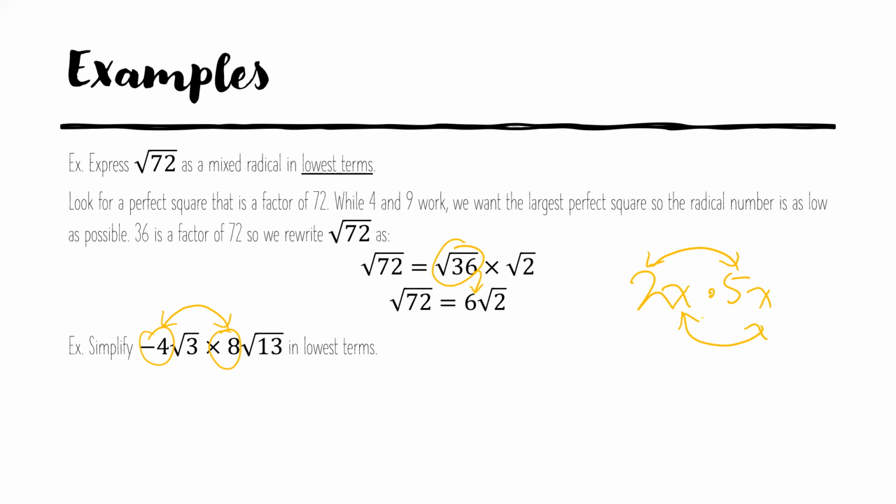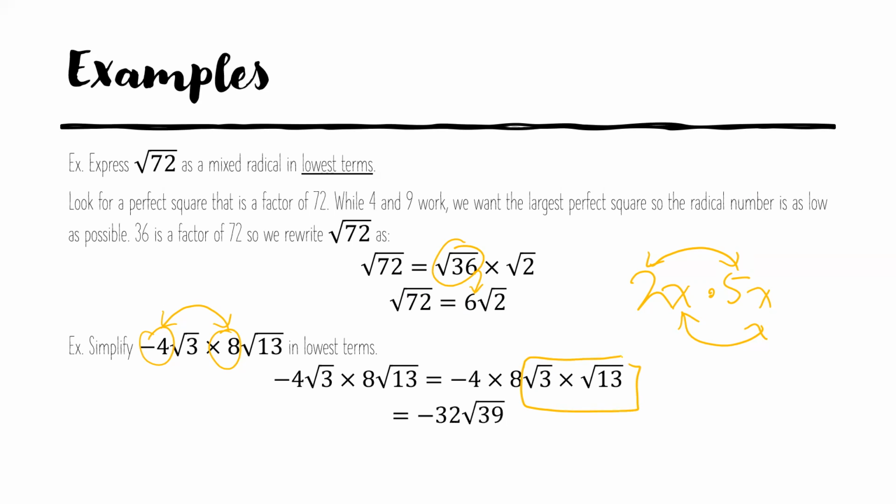We're going to multiply the coefficients first. So negative 4 times 8 ends up giving us negative 32. And then, of course, the radicals, we write them next to each other: the square root of 3 times the square root of 13, which is the square root of 39, because 3 times 13 is 39, by the way. That's how I got that.